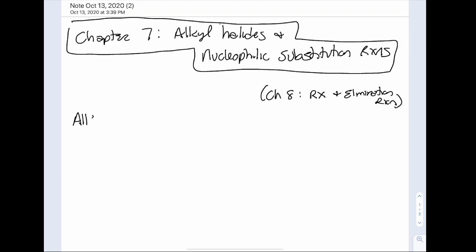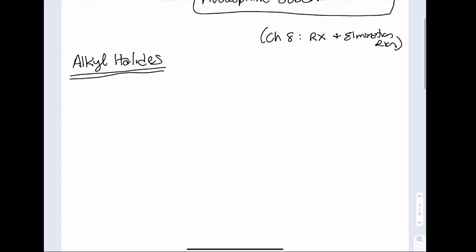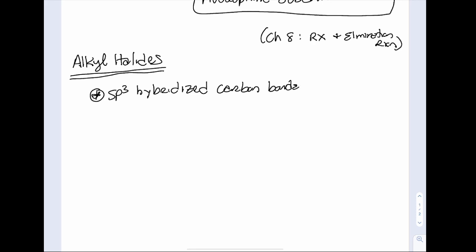So alkyl halides, a little bit more about those. I said that it was a carbon bonded to a halogen, and then specifically it's going to be an sp3 hybridized carbon. So I have an sp3 hybridized carbon, so a carbon bonded to 4 things, and then one of those things is going to be a halogen. So an sp3 hybridized carbon bonded to a halogen. X being our abbreviation for a halogen, so fluorine, chlorine, bromine, or iodine.